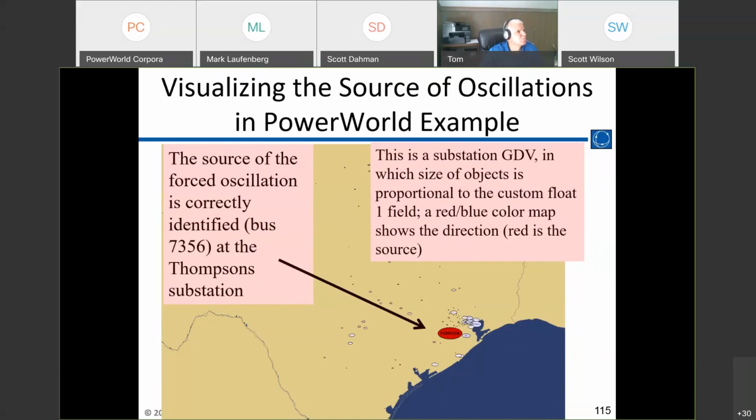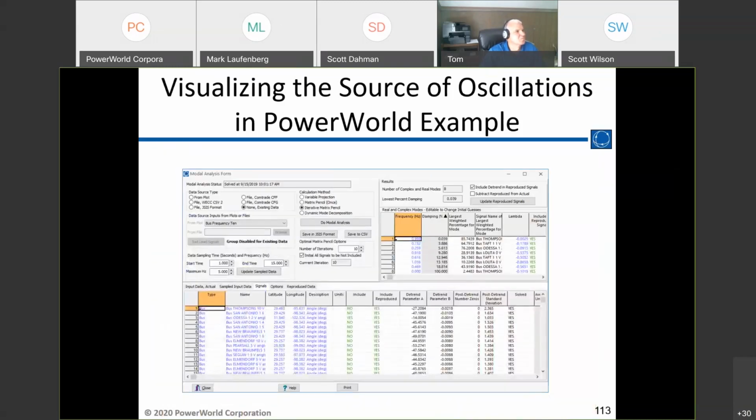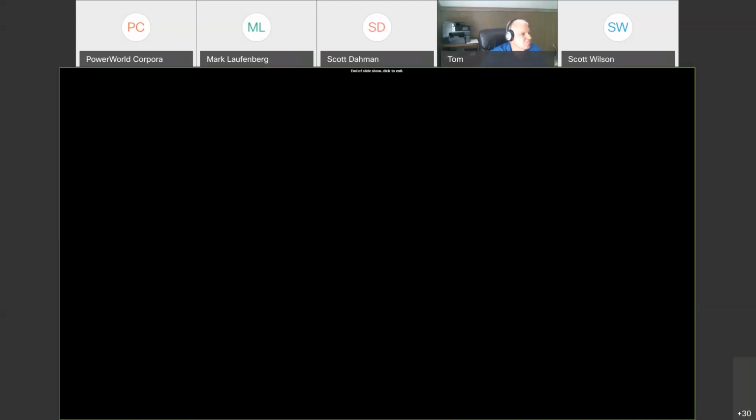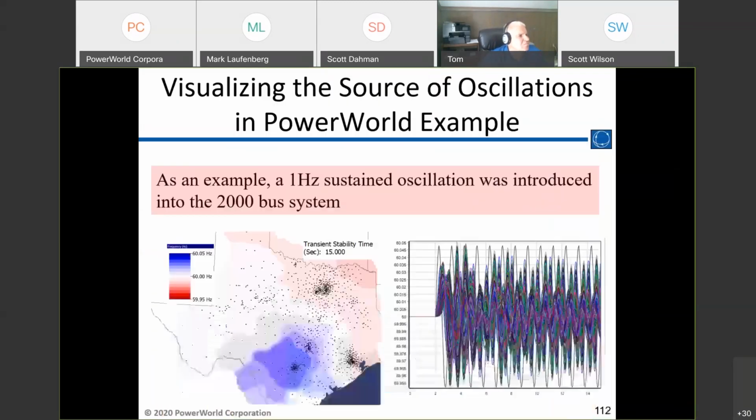Actually, it'd be kind of cool if there's a feature in a control room with modal results where you could hit a big button that says blame, and it would pop up which generator is causing a problem. I don't think we're there yet, but there are some things that we can do with these modal results that we haven't completely integrated into the tool yet, but are looking at doing.